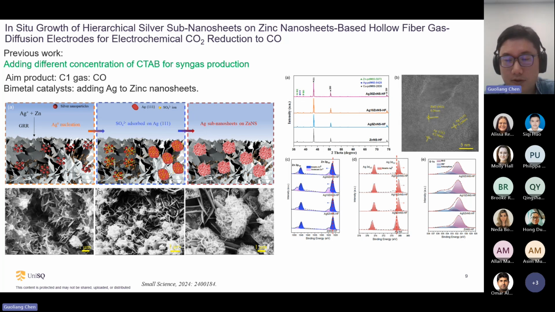Here the SEM shows the different stages. The first stage is the zinc. In the first stage, there are silver nanoparticles. In the second stage, silver nanoparticles with nanosheets, and the third stage is the final stage. The nanoparticles have disappeared, with a dense and abundant nanosheet structure together with the zinc nanosheet structure. Also, we can confirm this with the XRD result and the TEM result.